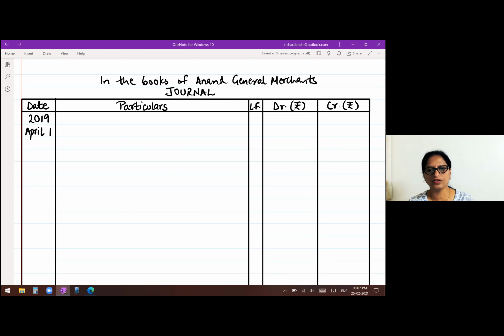So how do we write in the journal form? It will start from the margin, cash account debit, 60,000 in the debit column. Now when you write to, write away from the margin, leave some space. To capital account, in the credit column 60,000. You don't have to use the word credit there. The amount has to come in the credit column.